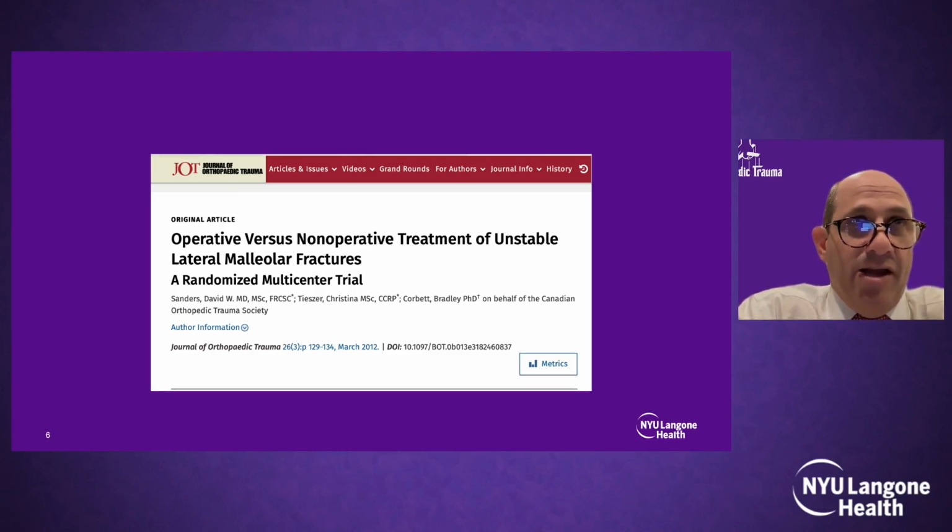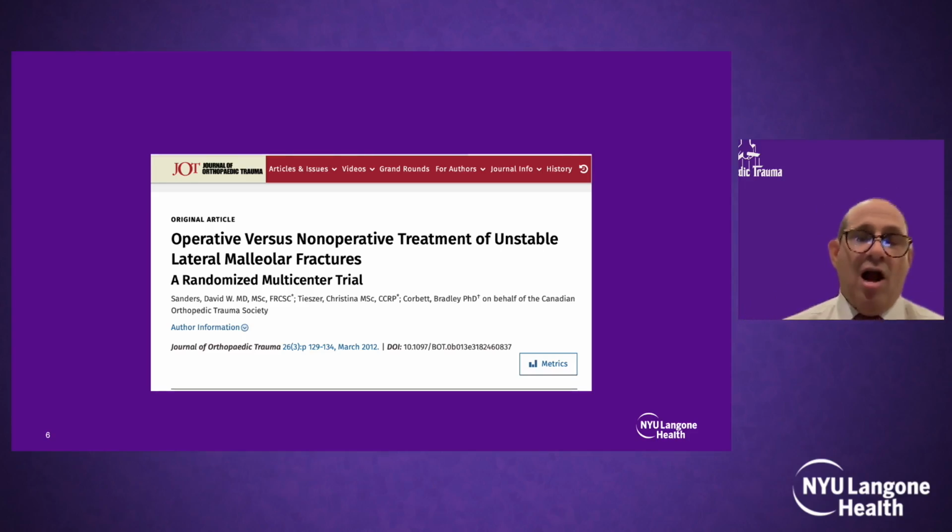So again, you can treat people in a cast, but they may go on to heal with a fibular malunion that leads to medial clear space widening. And we know an incongruous mortise is going to probably develop arthritis at some point. Now, the main critique of this paper, obviously, is that it only had 1 year follow-up. And even a poorly fixed lateral malleolus or a poorly reduced ankle mortise probably won't manifest symptoms for much longer than that.